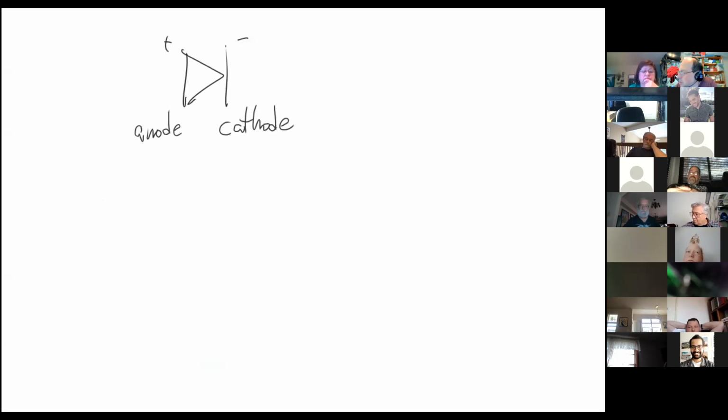Okay, so a diode, again, has two terminals, an anode and a cathode. This is plus and minus.